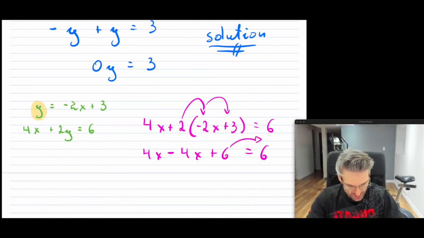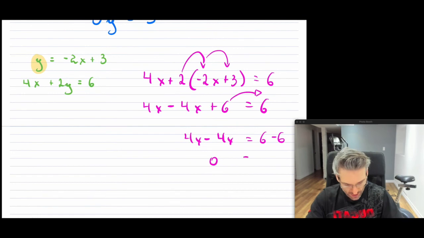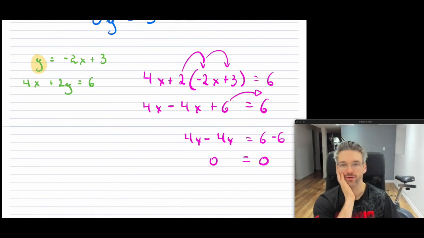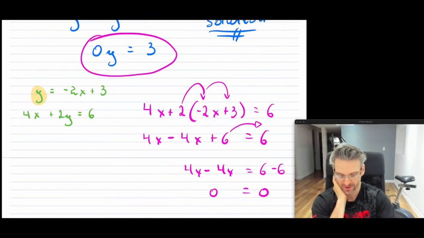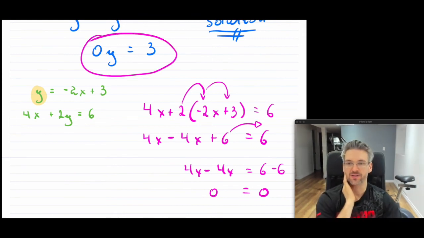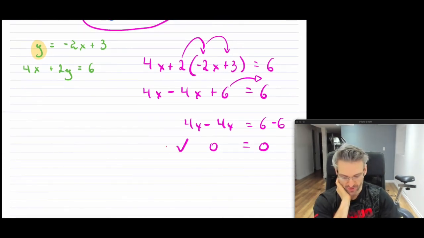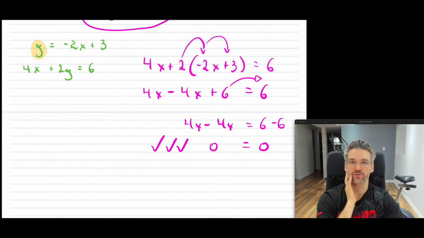Now that's 6. If you bring it over to the other side, you're going to get 6 minus 6 on this side and 4x minus 4x on this side. So you're going to get 0 equals 0. All right? Which is different than what we had above. This can never happen. 0y equals 3 is never true. So there's no solution. But 0 equals 0 is always true.